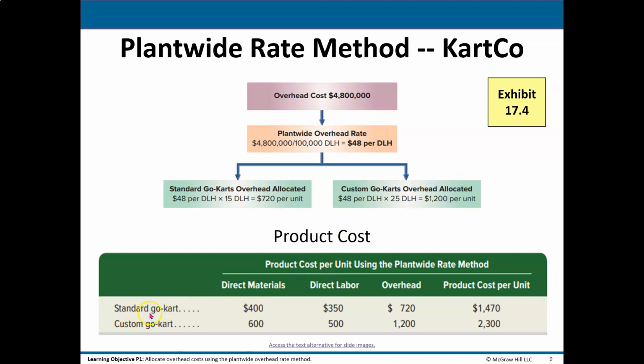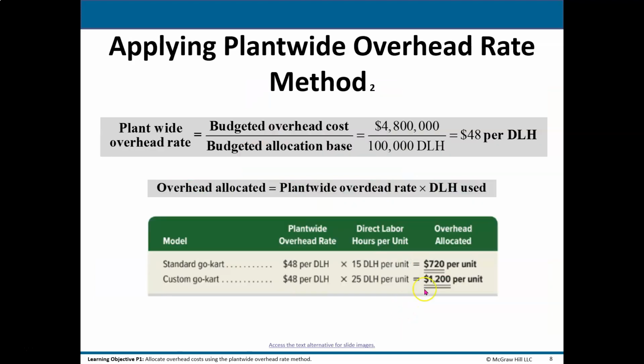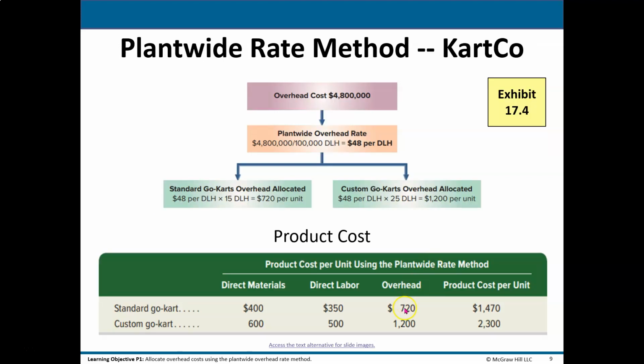So for the standard go-kart, where you're going to use $400 of direct materials, $350 of direct labor, and again, just like what we calculated here, $720 of overhead. So the total cost of the product per unit, or per go-kart, is $1,470. The custom go-kart takes $600 of materials, $500 of direct labor, and an additional $1,200 of overhead. So our product cost per unit is going to be $2,300 per custom go-kart.